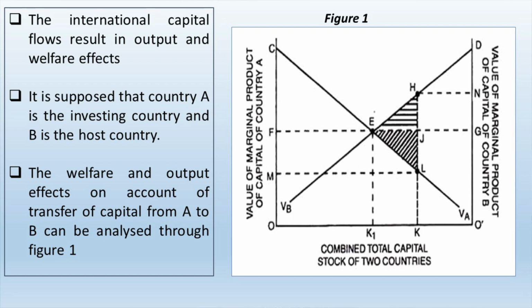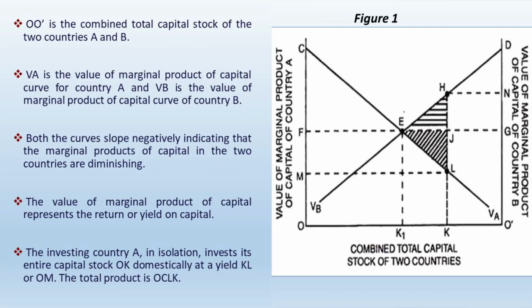Now if you see the straight line, VA is the value of marginal product of capital curve of country A, and VB, as shown in figure 1, is the value of marginal product of capital curve of country B. Both the curves slope negatively, indicating that the marginal product of capital in both countries is diminishing. Now, the value of marginal product of capital represents the return or yield on capital.